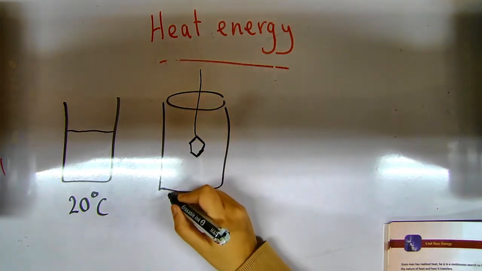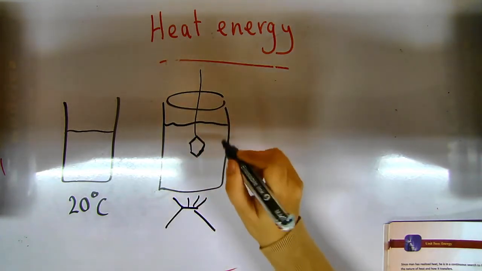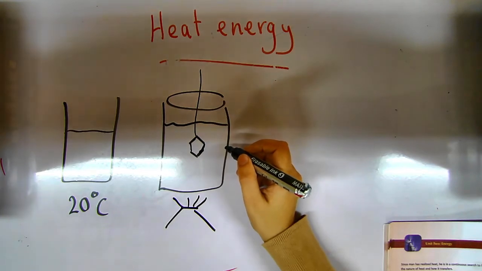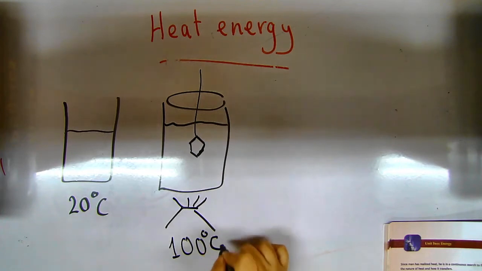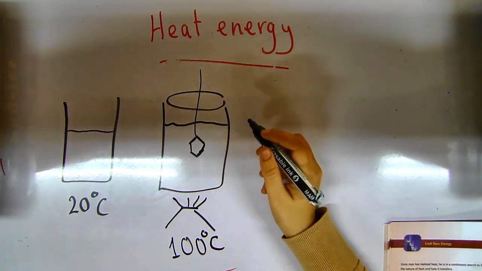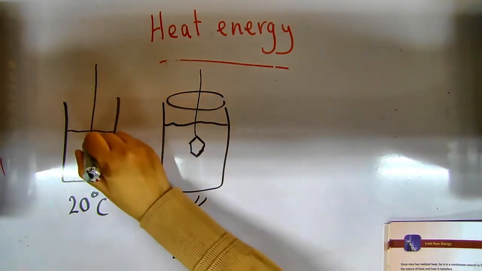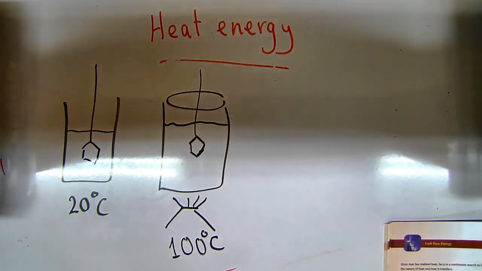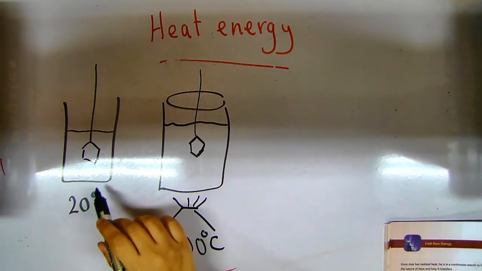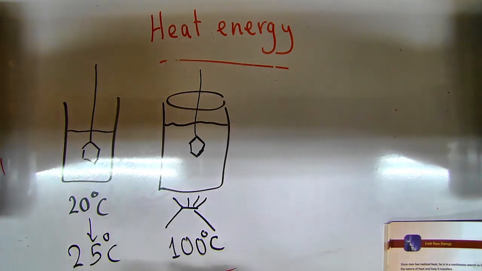Then boil the water. Put it on the heater and start to boil the water. When the water boils, its temperature will be 100 Celsius degrees. Then transfer the metallic piece into the first cup here. Then measure the temperature. You will find that the temperature of the water will increase. It was 20 Celsius degrees, it will be 25 Celsius degrees.